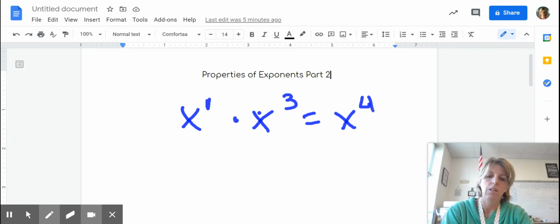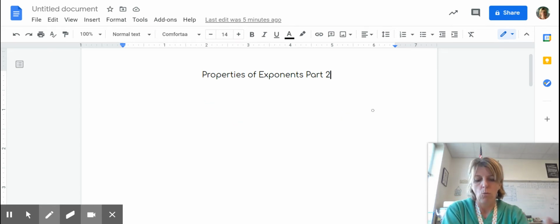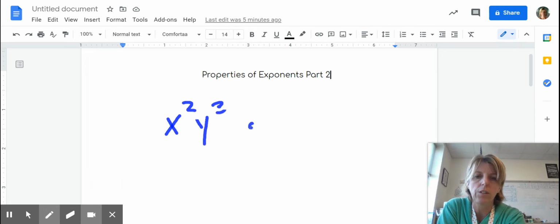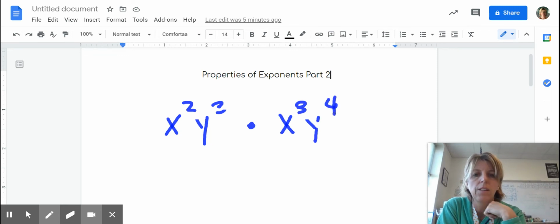Let's see. Oh, 2 more things to show you. What about if I have something like x squared y to the third times x to the third y to the fourth? What if I have 2 different variables? What if it's not all the same variable? Then what do I do? Again, multiplying. Not adding or subtracting. This does not work for adding or subtracting. It's only multiplying, all right? By multiplying, treat each variable separately.